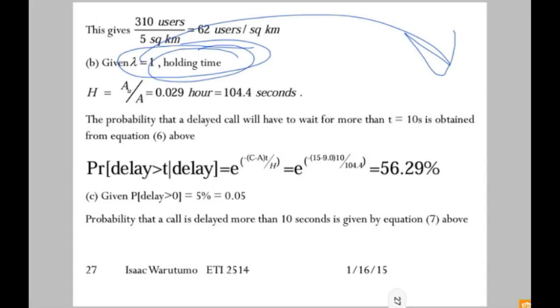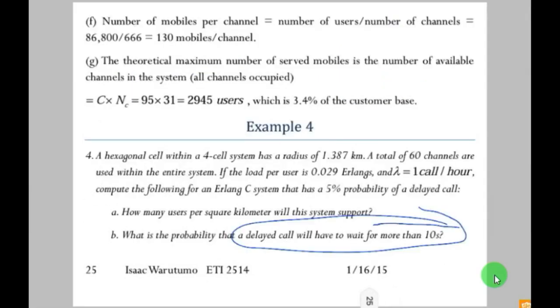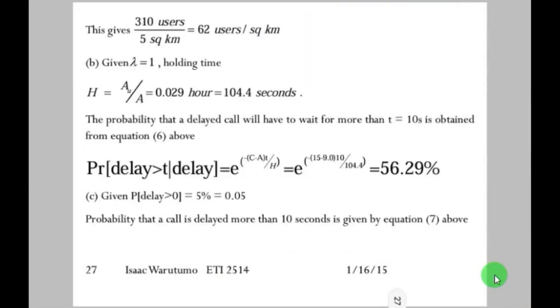And we can say that the call holding time is going to be given by, I think we had this formula that was saying that AU is equal to A times H. We are saying that AU is equal to lambda H. And we want H. So we say H is equal to AU divided by lambda. What we are given is the load per user, which is 0.029 Erlangs. Erlangs without per hour. Then we say that the lambda here is equal to 1 call per hour.